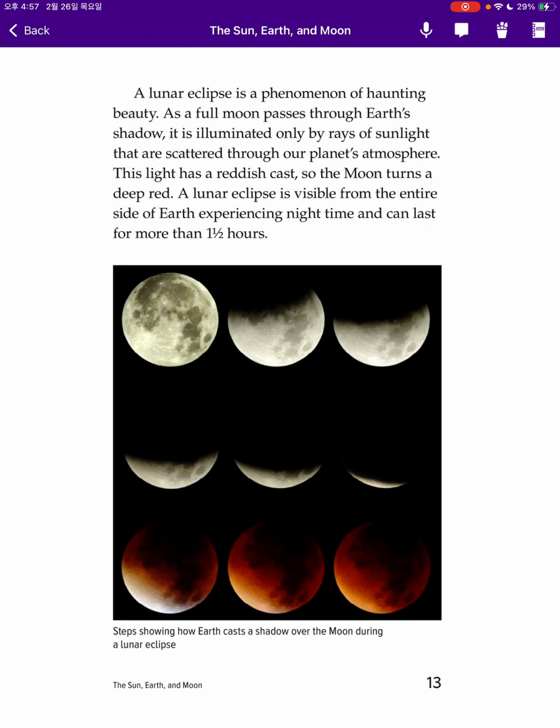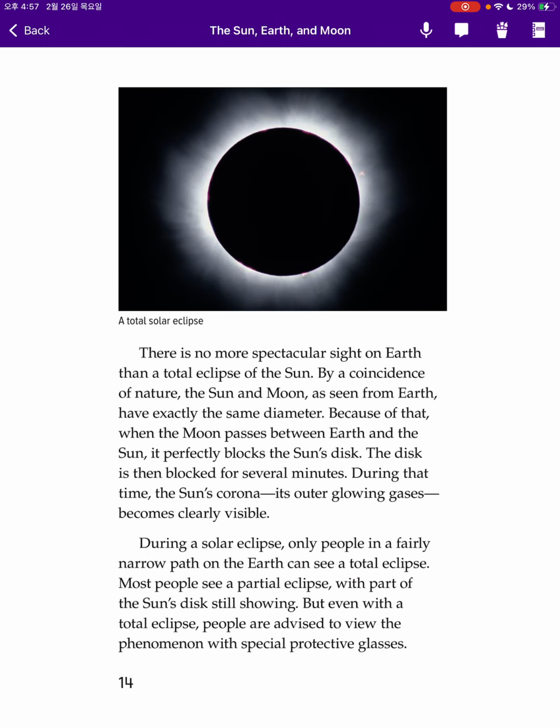A lunar eclipse is a phenomenon of haunting beauty. As a full moon passes through Earth's shadow, it is illuminated only by rays of sunlight that are scattered through our planet's atmosphere. This light has a reddish cast, so the moon turns a deep red. A lunar eclipse is visible from the entire side of Earth experiencing nighttime and can last for more than 1 hour.